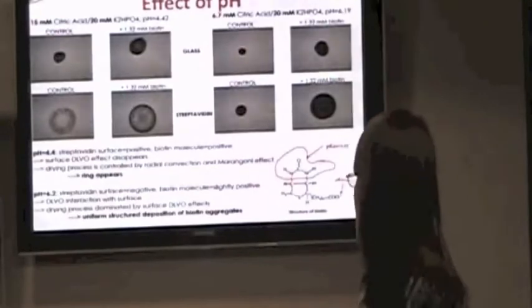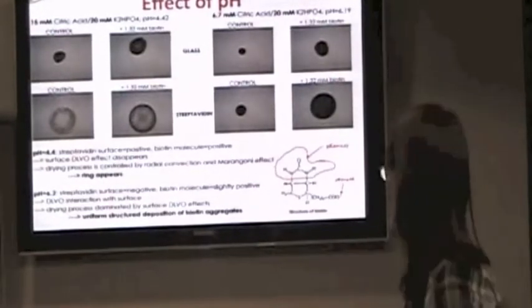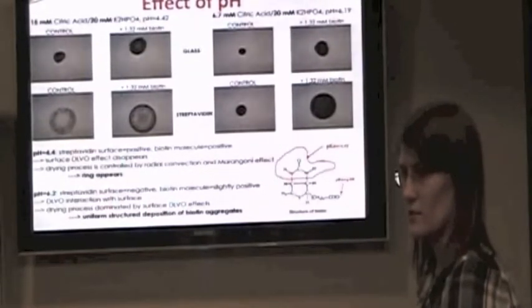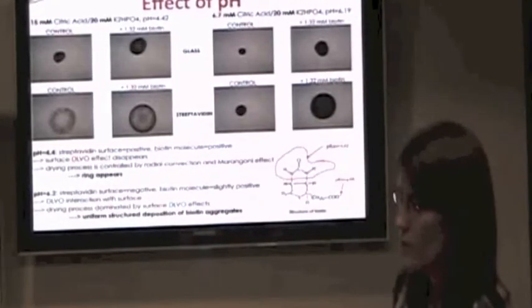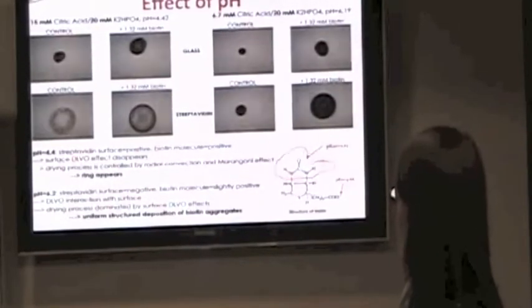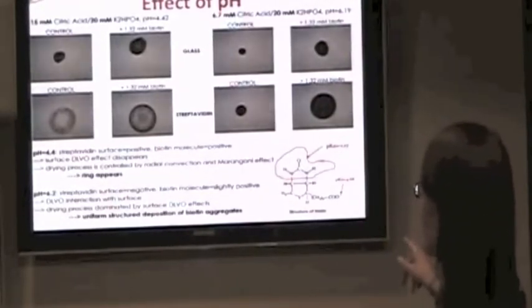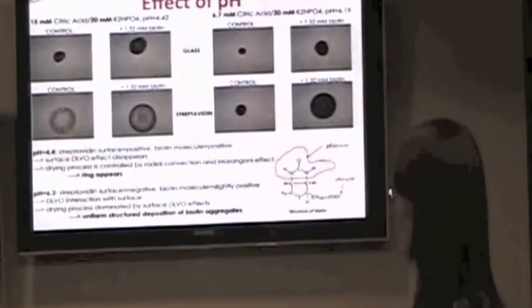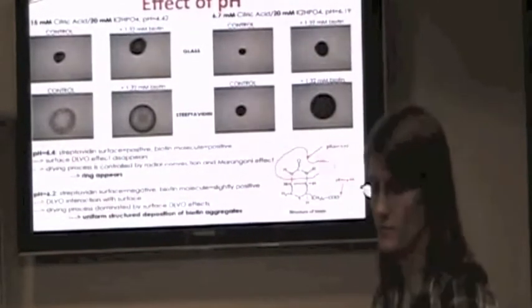And you're still going to have a positive biotin molecule because you have a negative surface and the positive, just electrostatically they're going to want to bind together. And also with the biotin and avidin, it's going to bind even more, so that's how you get the more uniform structure where the DLVO force is dominating. And it looks very dense just because of the biotin and avidin interaction.